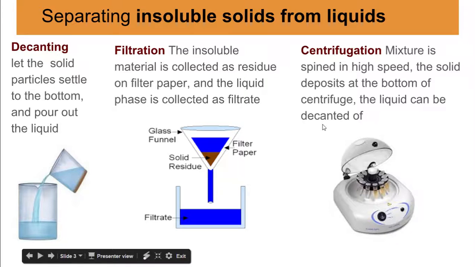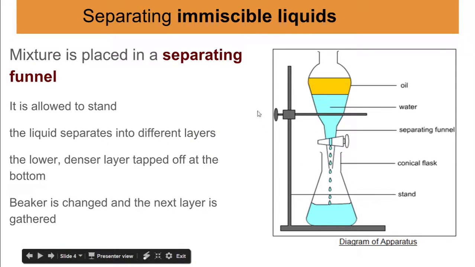The third method is centrifugation. The mixture is spun at high speed, and the solid deposits at the bottom of these tubes, and after that the liquid can be decanted off. Centrifugation is used to separate blood during the blood tests.